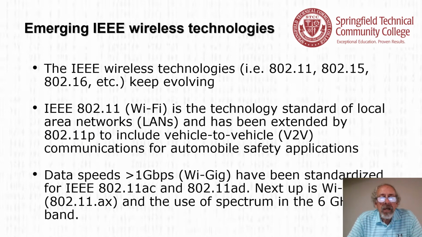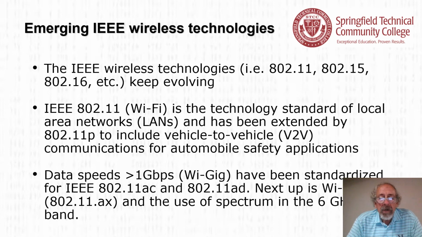So what about emerging IEEE wireless technologies? Well, the IEEE wireless technologies, that is 802.11, 802.15, and 802.16, just keep evolving. First, IEEE 802.11, or Wi-Fi, is the technology standard of local area networks, which are called LANs, and has been extended by 802.11p to include vehicle-to-vehicle, or V2V, communications for automobile safety applications. Now, that's been a standard for the last 20 years. Whether it actually gets implemented is a heck of a good question.